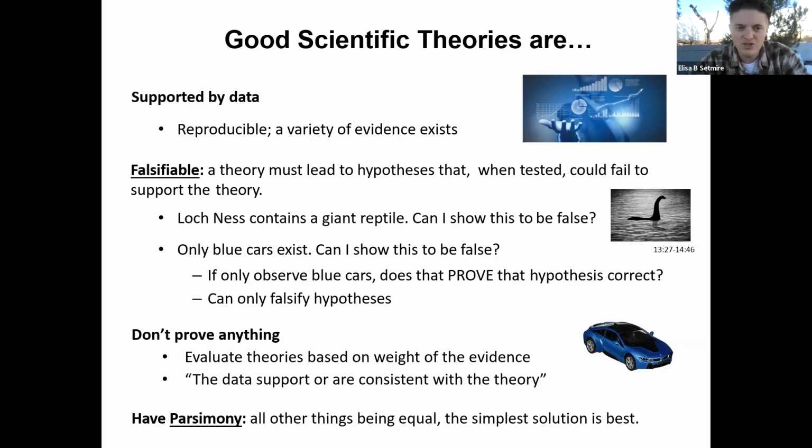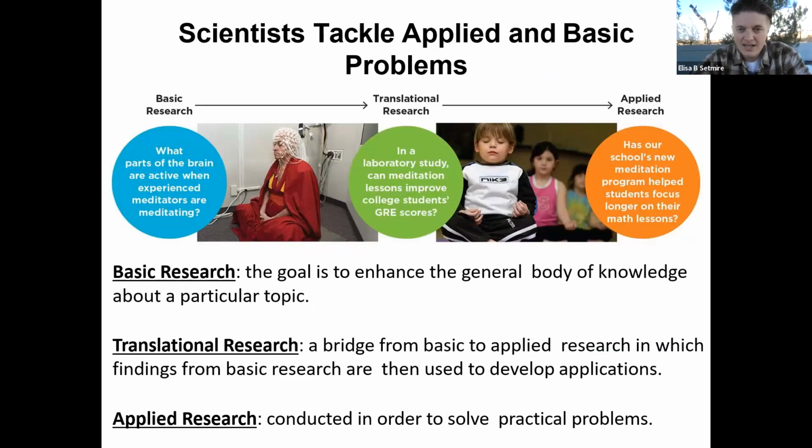We're looking at, can we falsify a hypothesis or an idea that we have? We want supported data that's reproducible, and we want things to be empirical, right? Based on data and based on evidence. When scientists are tackling the problems that we have, and psychologists, again, are scientists, we can divide this up into three basic approaches: basic research, translational research, and applied research.